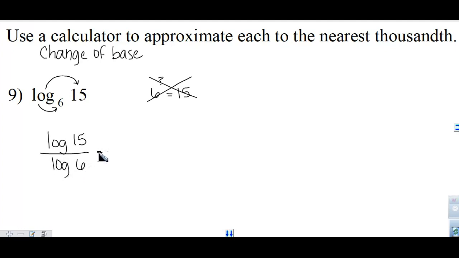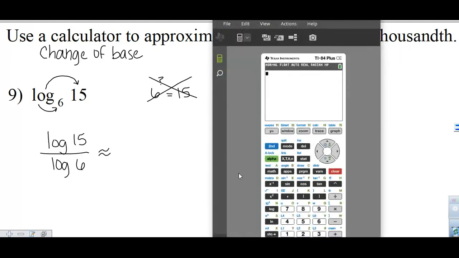The problem asks us to approximate each to the nearest thousandth. When you get out your calculator, since this is set up in a fraction form, you can do alpha y equals enter to also enter it into your calculator in fraction form. Log of 15, we'll close that parentheses, divided by log of 6. So my answer is 1.511.